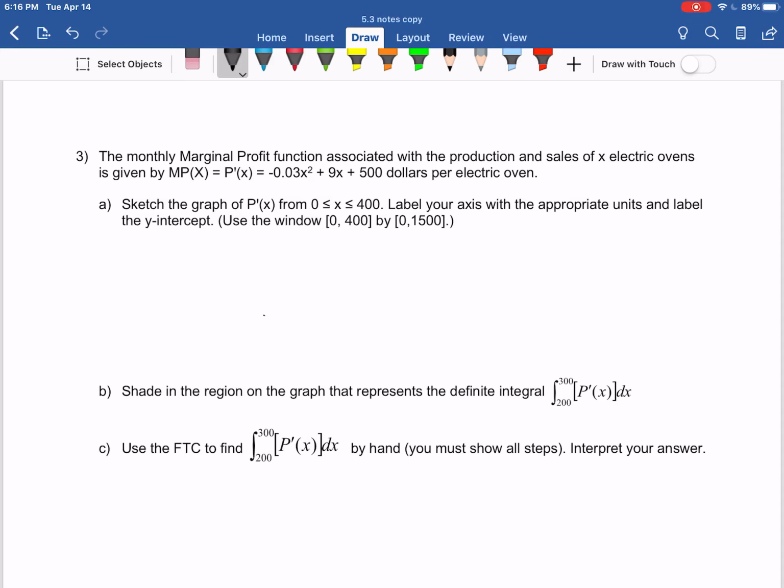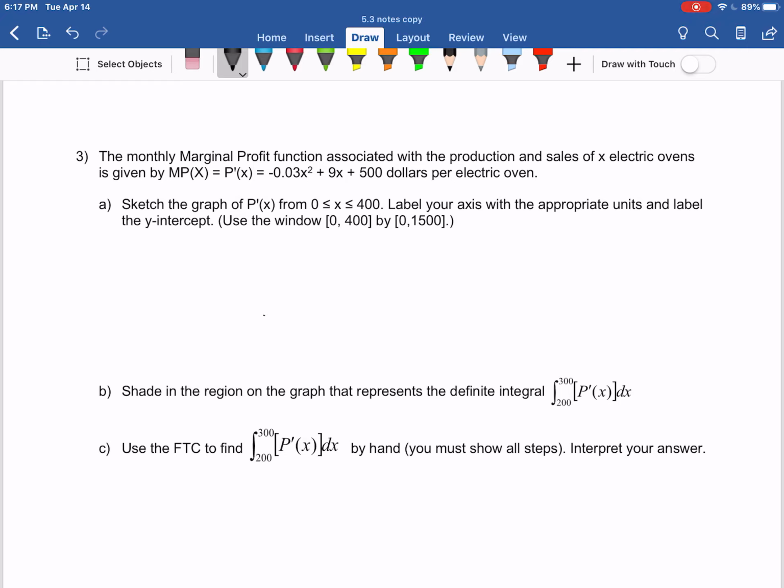In example 3, we're given the marginal profit function associated with the production and sales of X electric ovens, given by this function MP of X, or just P prime of X, equals the quadratic equation you see there. That's dollars per electric oven. Remember when we talked about marginal analysis back in chapter 2? This tells you the additional profit we make by selling and producing one more item.